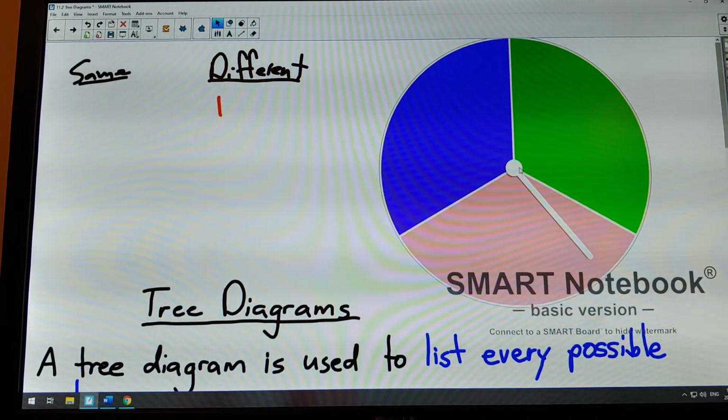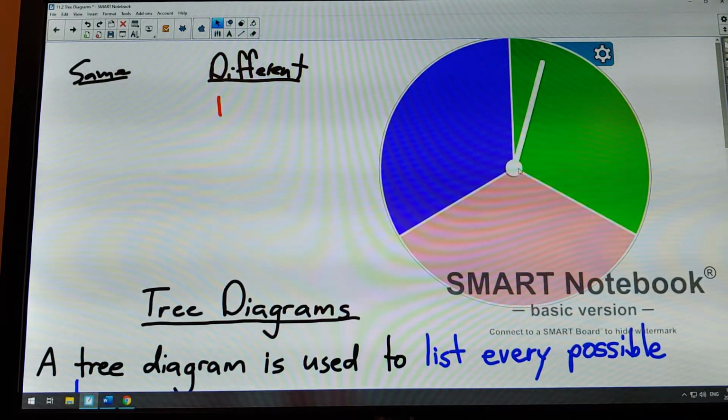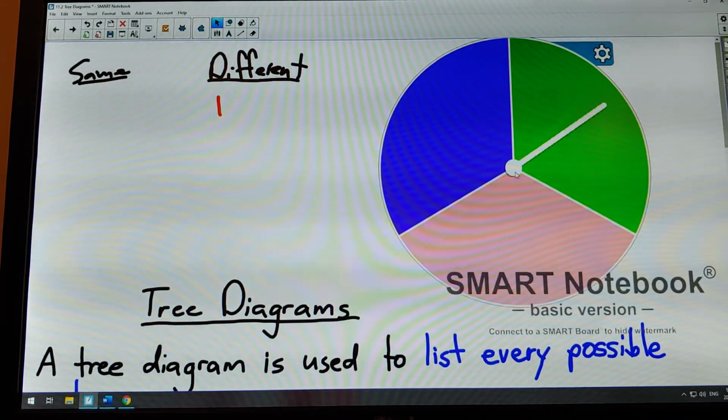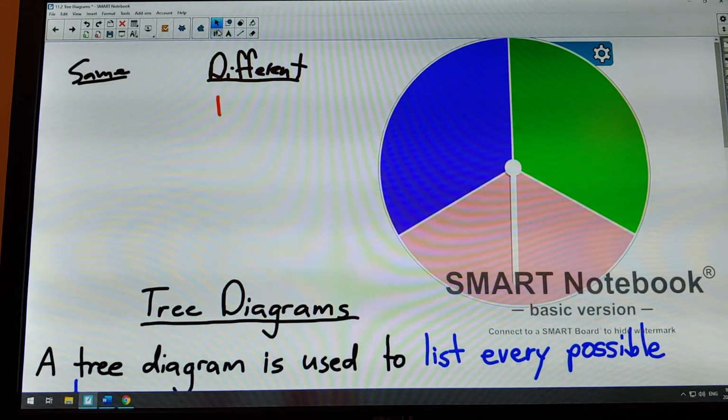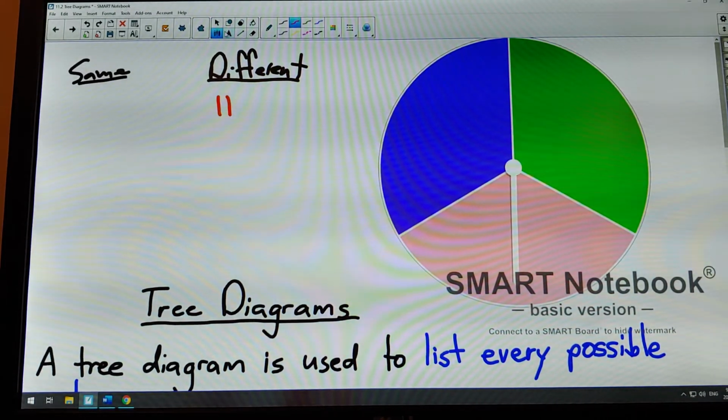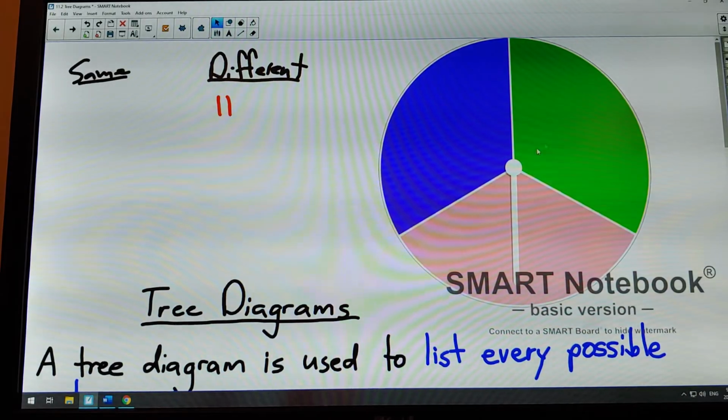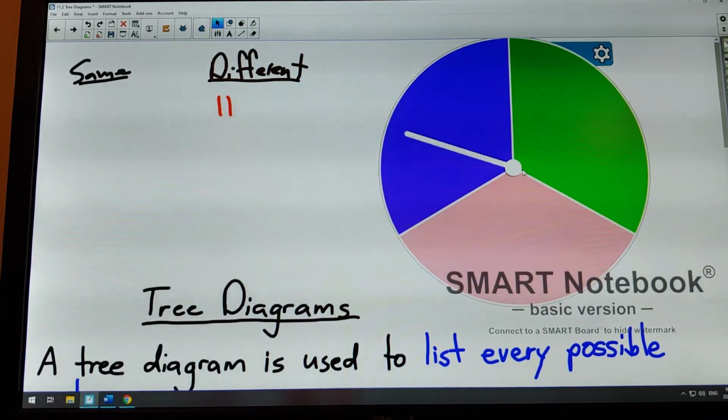Okay, do it again. Give it a spin. And you get green, and come on, green. Oh, pink, your partner gets another point. All right, first to five wins. Let's go again. And good spin there.